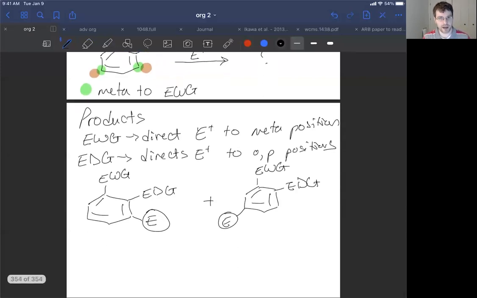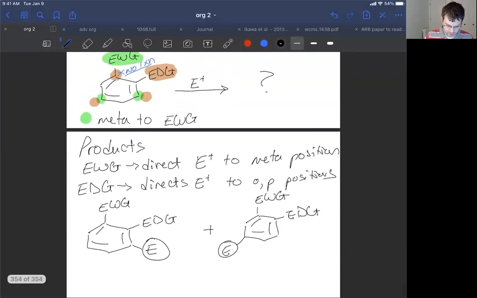If we actually went into the lab, maybe one would be preferred over the other due to like steric hindrance or something like that. But that's not something I need you to worry about predicting. What I need you to recognize is that these are the two products that form and that no reaction occurs meta to the donating group and ortho-para to the withdrawing group. Okay, so they've worked together.